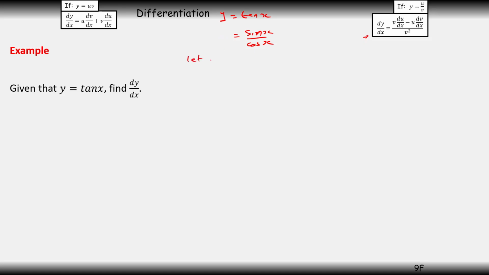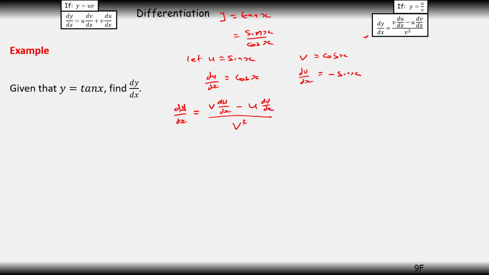So if I let u equal sine of x, I can differentiate u, du over dx is equal to cos of x. And if I let v be equal to the denominator, cos of x, I can differentiate that. I get minus sine of x. Great. Now we write the formula. We always write the formula because it helps with the memory, so we don't have to refer to it. It's given by v du by dx minus u times dv by dx, all divided by v squared.